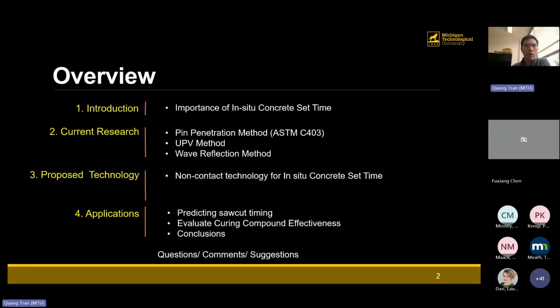And then finally, I will talk about some applications of these technologies, including predicting the saw cutting times, or evaluating the curing compound effectiveness. And I will make some conclusions, and then I very much welcome any questions and comments.